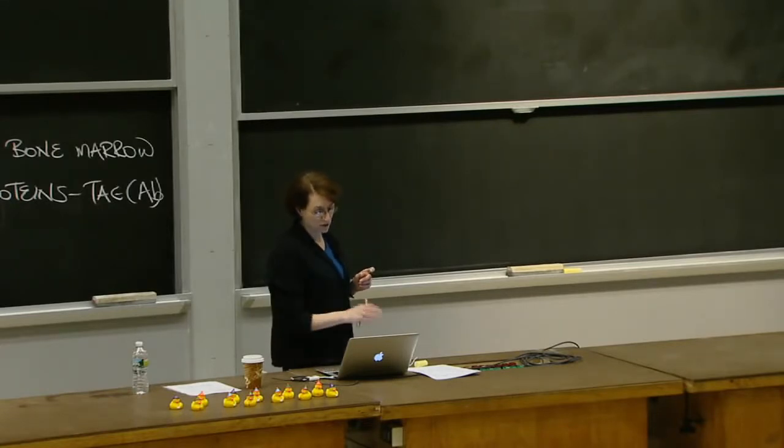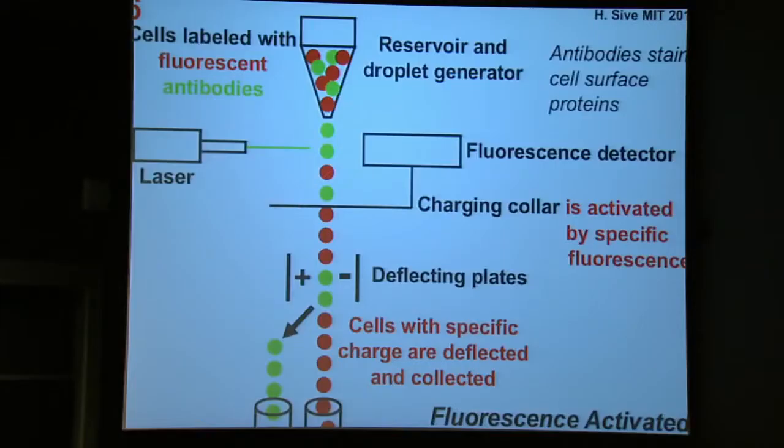Okay, now we can go to our fluorescence activated cell sorter. The idea is that you take a mix of cells. You don't have this on your handout, just look on the screen. The cells are labeled with fluorescent antibodies, and you put them into a reservoir and droplet generator. And the cells drop out of this reservoir one at a time. And as they drop out, they go past a laser, and you can tune the laser to whatever wavelengths you want.